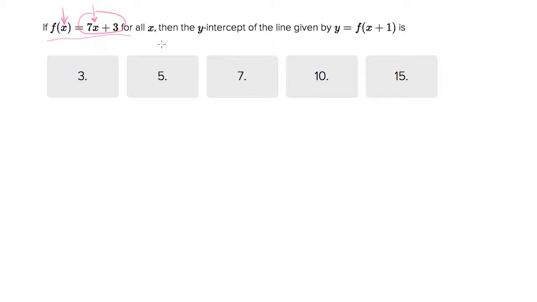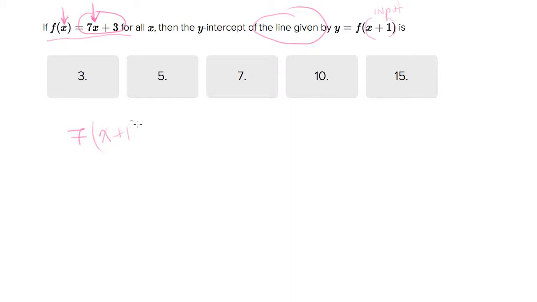So anyway, it says the y-intercept is a line given by, I don't know what this is yet, but let's follow the instructions and see what happens. So it says y equals f of x plus 1. Remember the thing inside the parentheses, that's your input. So they're saying x plus 1 is the input. Let's stuff that into this function definition. So everywhere that we have an x, I'm going to put this input, which in this case is x plus 1.